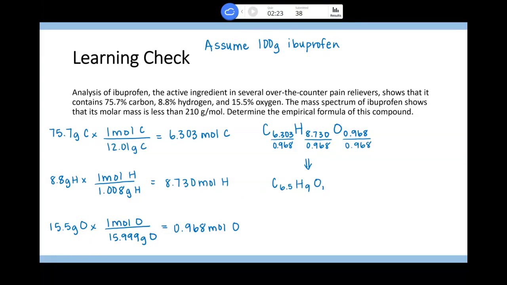Okay, so we don't have whole numbers for every atom. We have a 6.5 there, so we need to multiply again by a small number. We can multiply by 2 and get all whole numbers. So I'm just going to write times 2 in parentheses there, and that will give us the empirical formula C13H18O2.